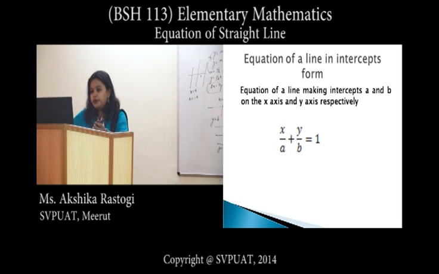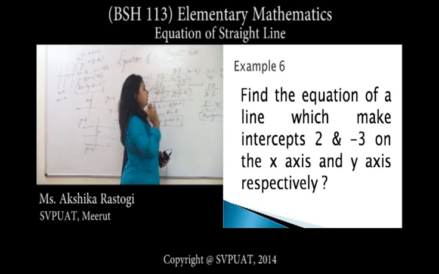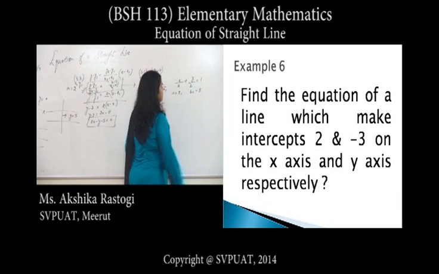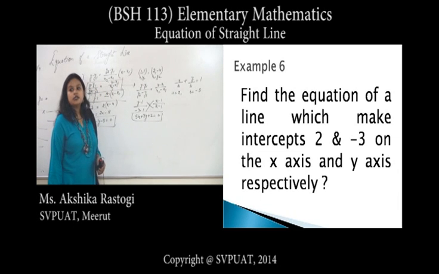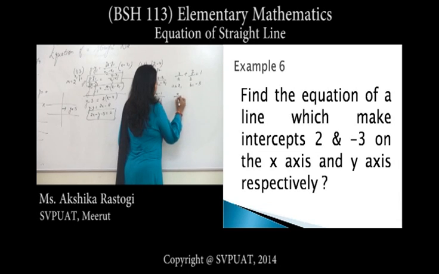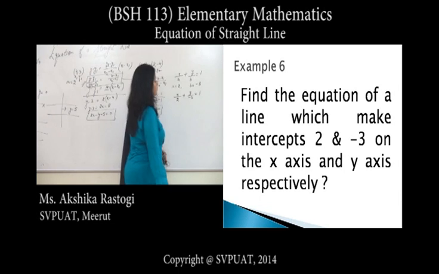Now we can move to the example. We have to construct the equation of a line which makes an intercept of 2 and minus 3 on the x-axis and the y-axis respectively. So here the value of a is 2 and the value of b is minus 3. What you have to do is just put the values in the standard equation: x upon 2 plus y upon minus 3 equals 1.